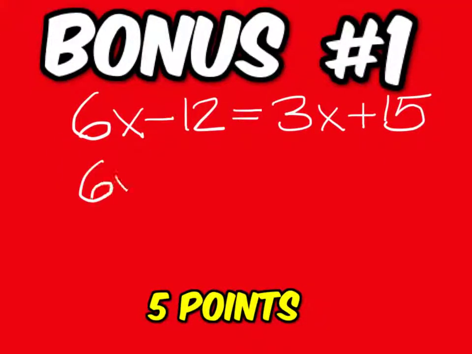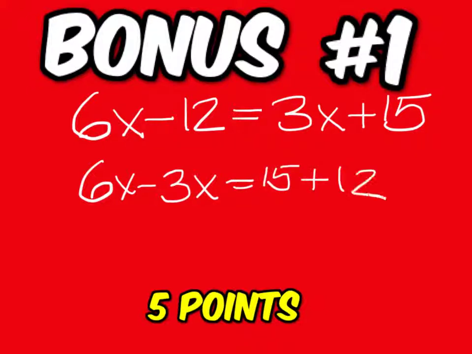The bonus is 6x minus 3x equals 15 plus 12, so that's 3x equals 27. X would have to be 9.